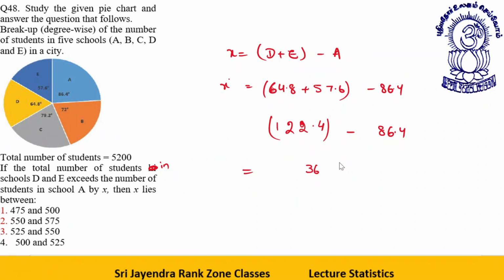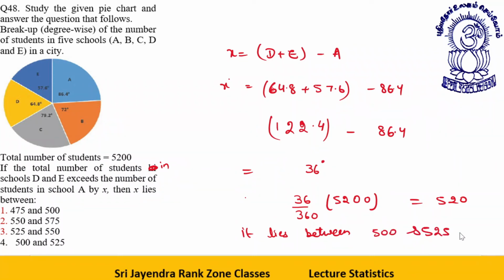Now this can be easily calculated. This is 36 degrees, or in terms of students, it will be 36 out of 360 of 5200. So this is actually 520. The answer lies between 500 and 525. That is option number 4. Am I very clear to all of you, dear students? Shall I move ahead?